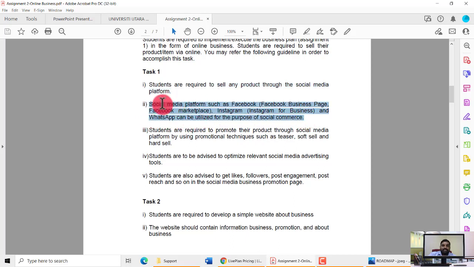Everything you have to print screen. This assignment is just a print screen. I will explain. Students are required to promote their product through social media platforms by using teaser, soft sell and hard sell. Students are advised to optimize relevant social media advertising tools like YouTube and so on, and to get the likes, followers, post engagement and post reach and so on.